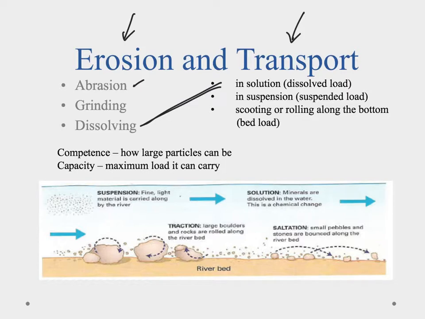Now, when we're talking about this, what we notice is there's two different kinds of things. We'll talk about competence, which is how large the particle can be. So the faster it's moving, the more force it has, the larger the particles that it can pick up and carry away in suspension. We also have capacity, which is how much it can actually carry. And that is also going to be determined by how fast it's going.